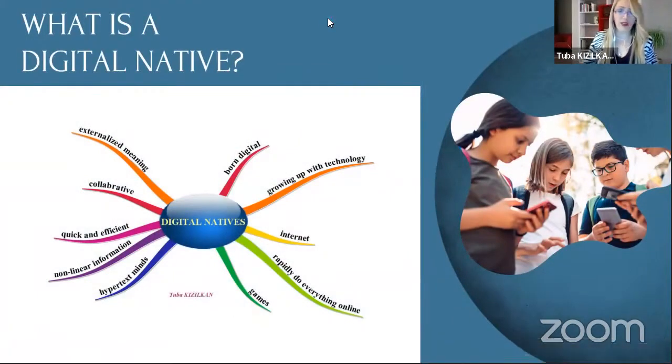Let me start by explaining what a digital native is. A digital native is a person who is very familiar with digital technology, computers, etc., because they have grown up with them. The first generation to be a part of the digital native group, millennials, were born broadly between the years of 1980 and 2000. Young people currently part of Generation Z were born after the year 2000.